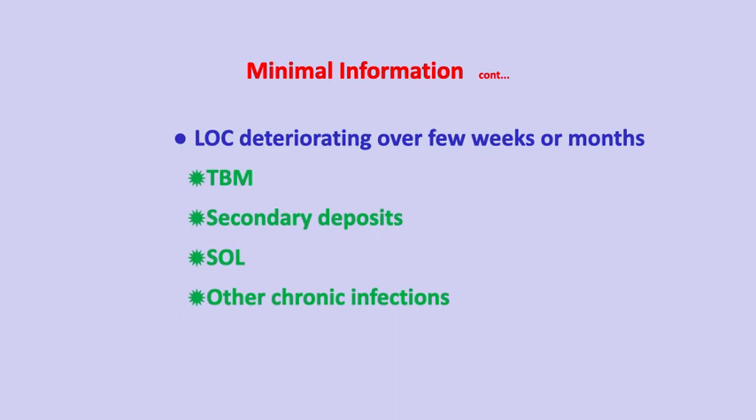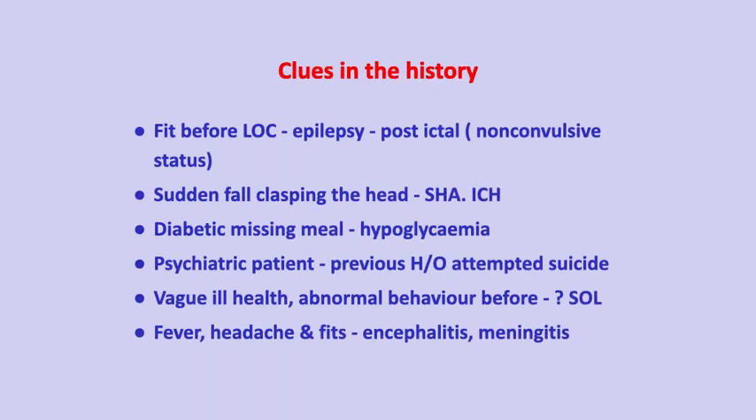If the level of consciousness was deteriorating slowly over a few weeks or months, then tuberculous meningitis or any other chronic infection, secondary deposits, space occupying lesions of very rapid growth, and other chronic infections can cause impaired consciousness. If there is a history of a seizure before loss of consciousness, it may be postictal drowsiness, or sometimes continuous non-convulsive status.